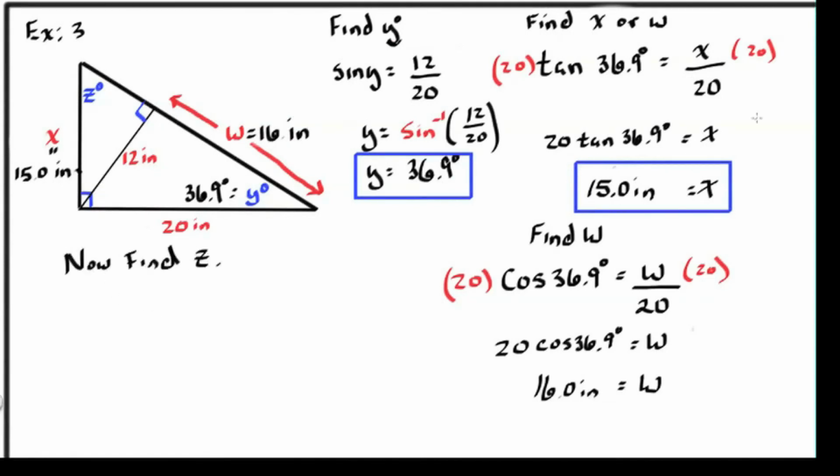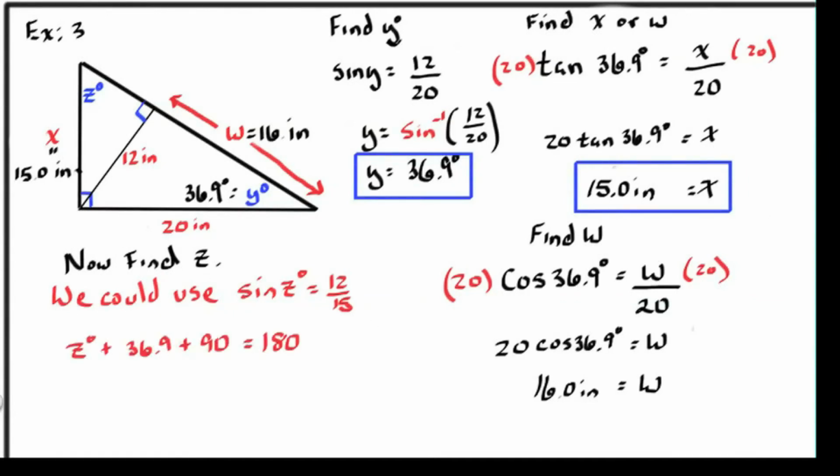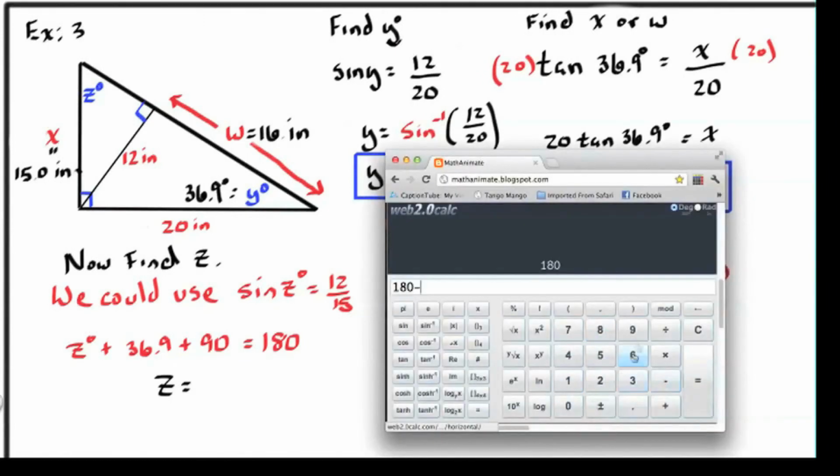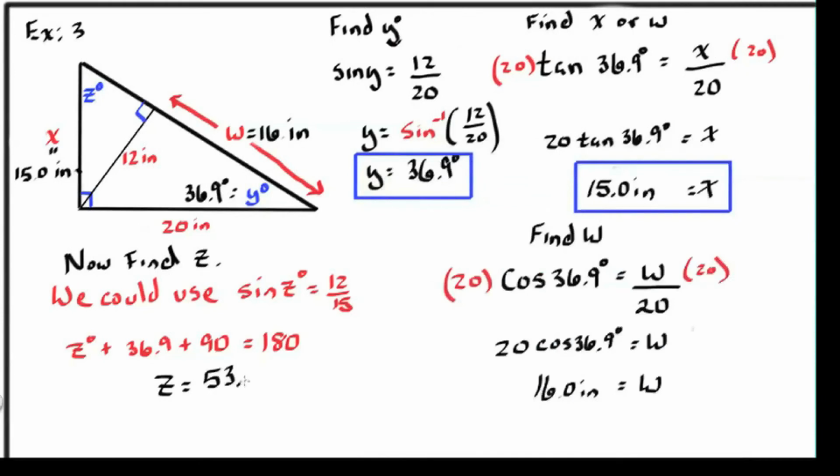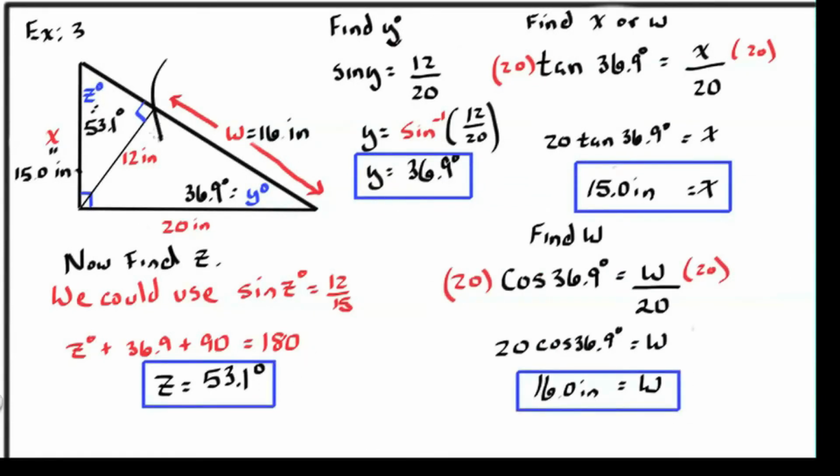Now for z, we could use sine z equals 12 over 15, but we know that the angles of a triangle add up to be 180 degrees. So we can just subtract 36.9 and 90 from 180, and we get 53.1. Notice that all these triangles are similar.